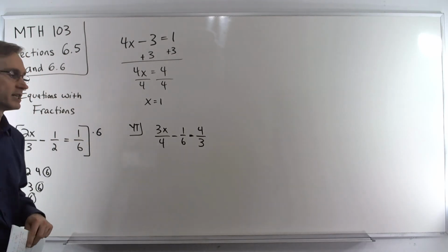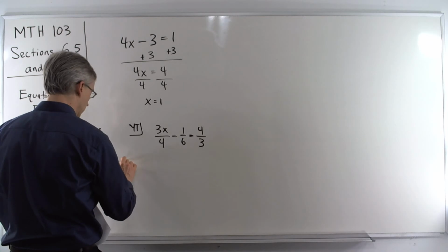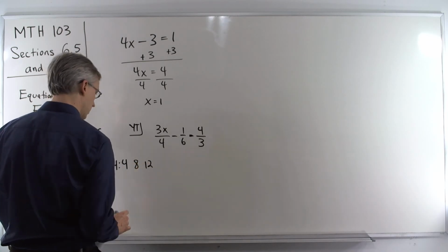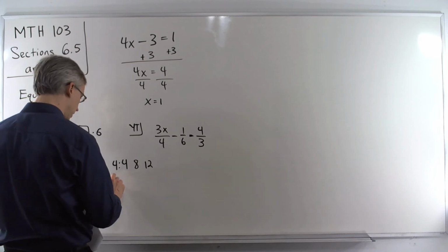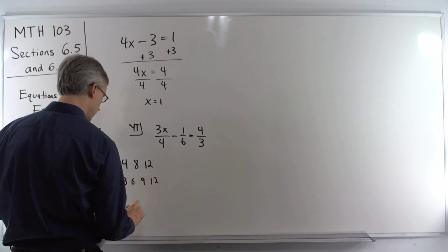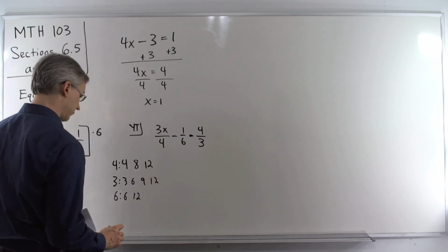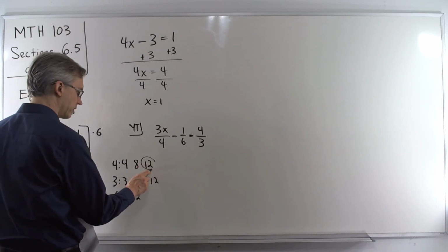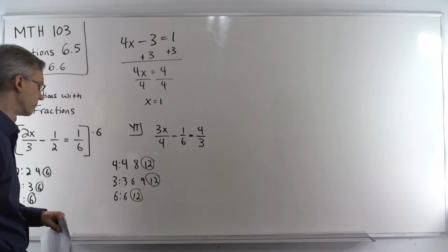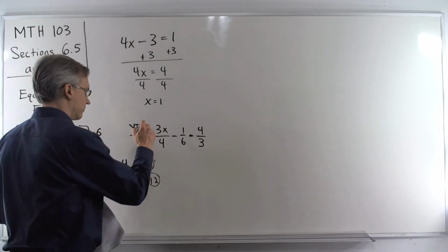So we'll start by finding the least common multiple of the denominators. So the multiples of 4: 4, 8, and 12. For 3, we got 3, 6, 9, and 12. And for 6, we got 6 and 12. So the least common multiple of 4, 6, and 3 is 12. So we're going to multiply this entire equation by 12.